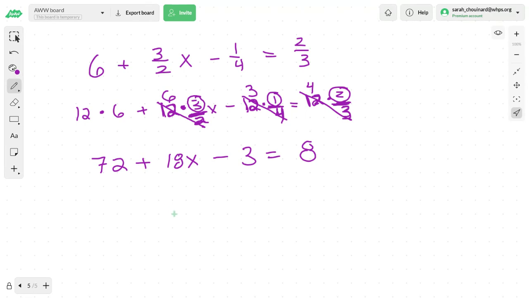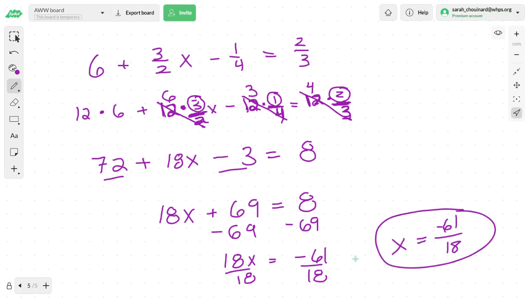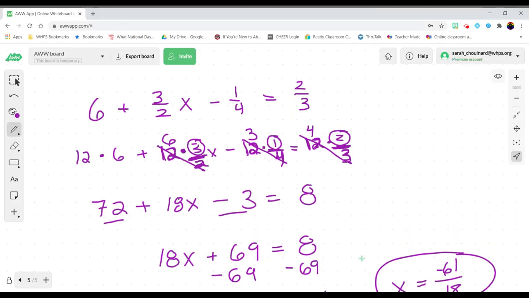So now I'm just going to follow my steps. So I have to combine my like terms. I get 18x plus 69 equals 8. I'm going to subtract that from both sides. 18x equals negative 61. And I think that's going to have to be our answer. Sometimes we get some ugly looking fractions, but that's not simple. We can't simplify that. So that's going to be our final answer. X is negative 61 over 18.